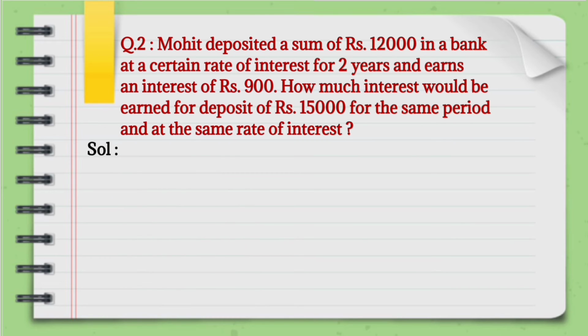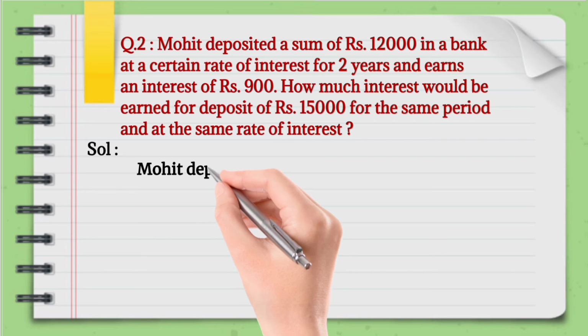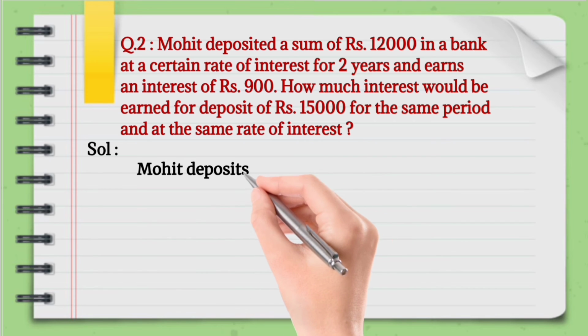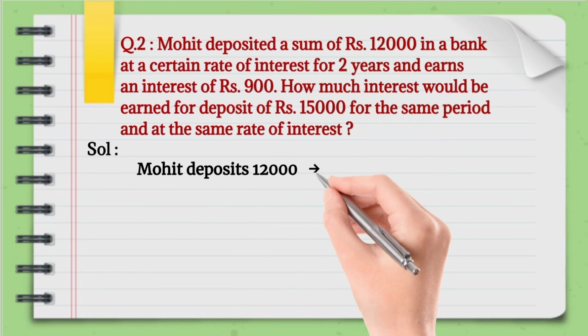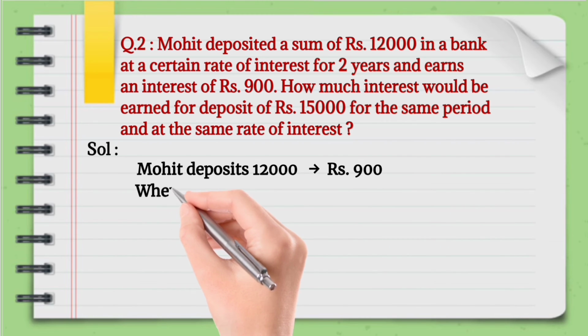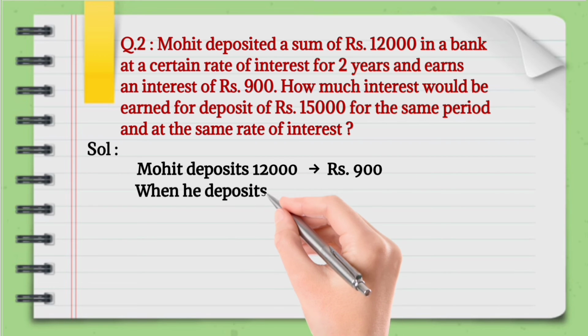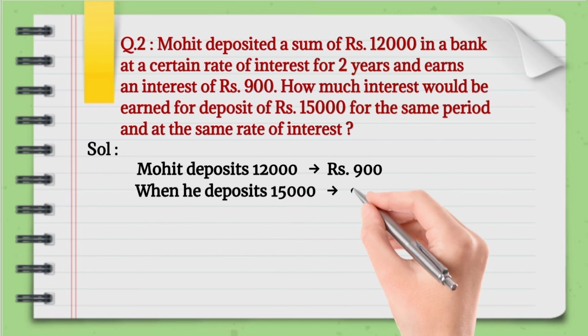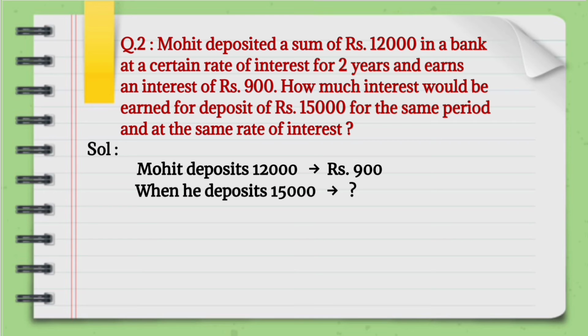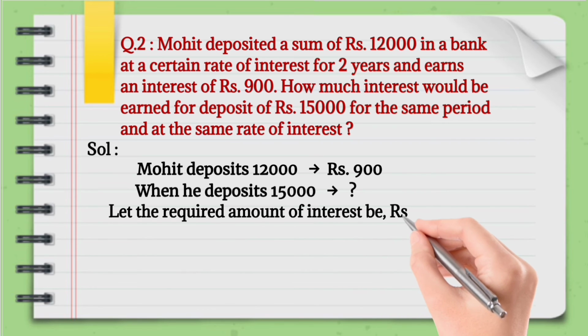So here we are given that Mohit deposits rupees 12,000 in a bank for 2 years at a certain rate of interest and he earns rupees 900. Here we have to find the interest earned by him when he deposits 15,000 rupees for the same period of time and at a same rate of interest. So let the required amount of interest be rupees X.